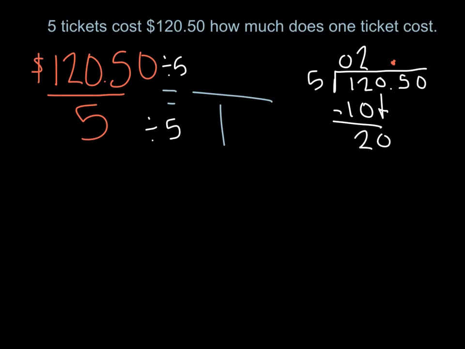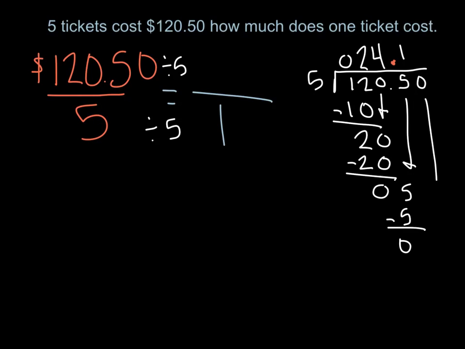Bring down a 0. 5 goes into 20 4 times. 4 times 5 is 20. Subtract 0. Bring down a 5. 5 goes into 5 once, which gives us 5. Subtract. And don't forget to bring down that last 0. 5 does not go into 0, so we place our 0 up there. So to answer the question, one ticket costs $24.10.